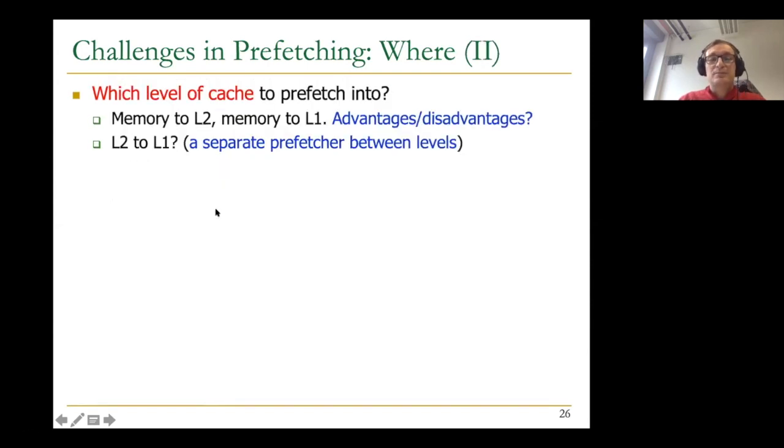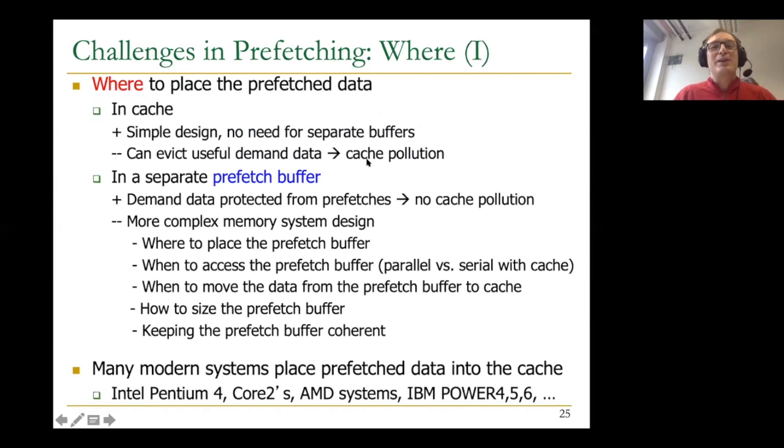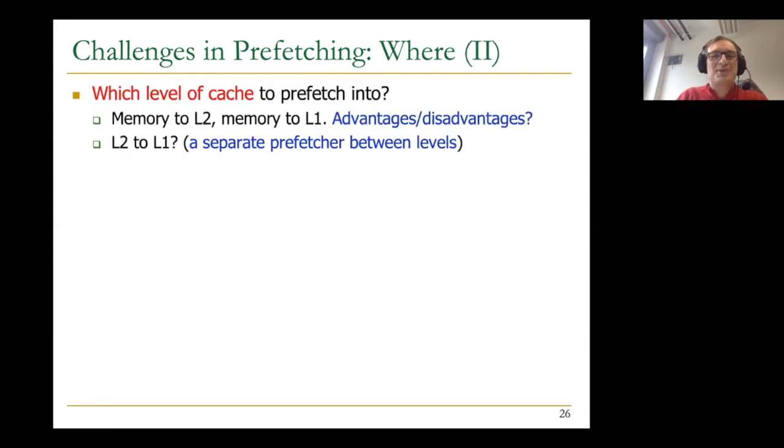Okay. And the last question in prefetching is where, basically. Well, I guess it's not the last question, sorry. There's a different form of where, I should say. One is where do you place the prefetch data, and the other is which level of cache to prefetch into, assuming you've decided to prefetch data into your caches. There are many questions here for which I'm not going to go into a lot of trade-offs. Clearly, you can imagine many trade-offs. Do you prefetch from memory to L1? Do you prefetch from memory to L2 directly?